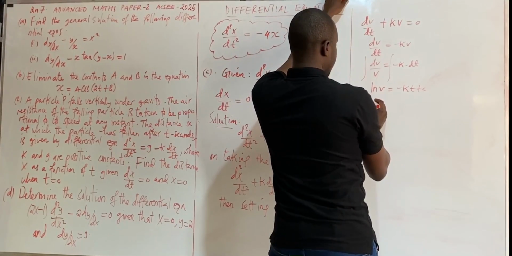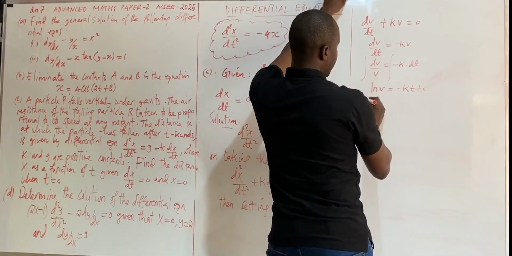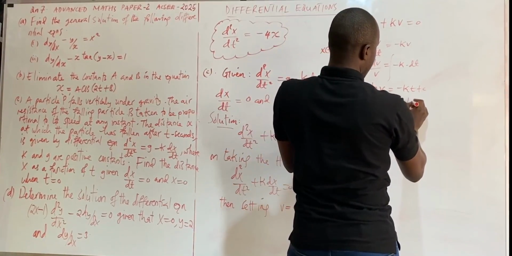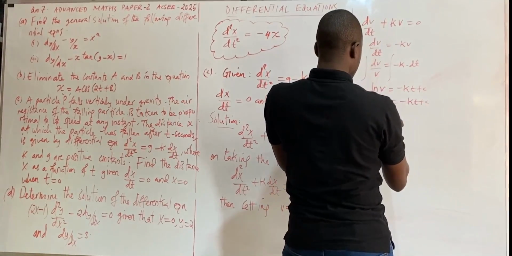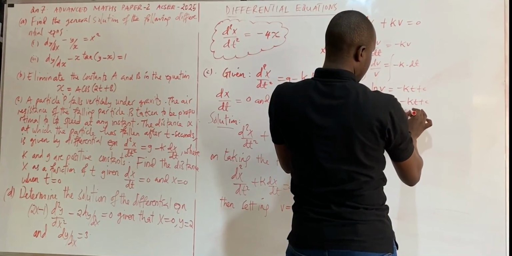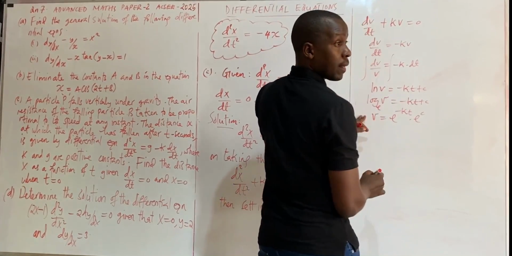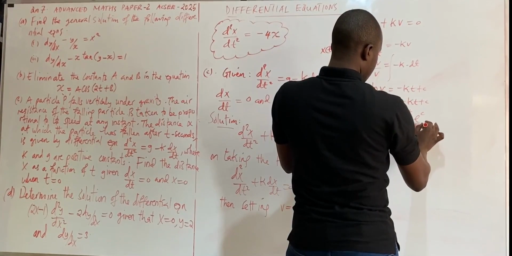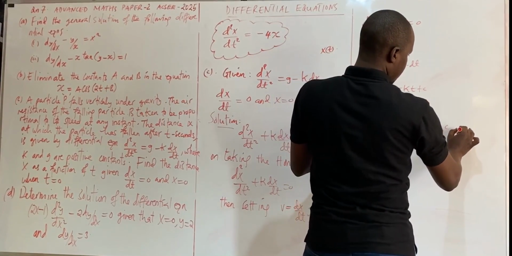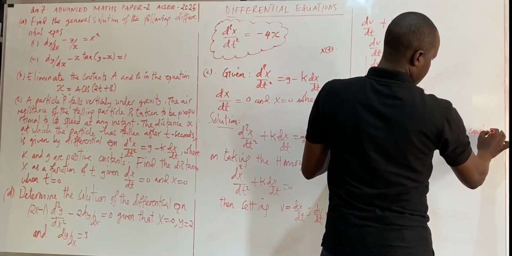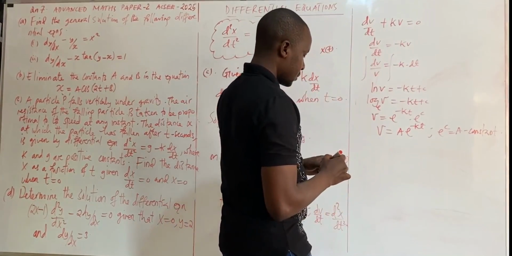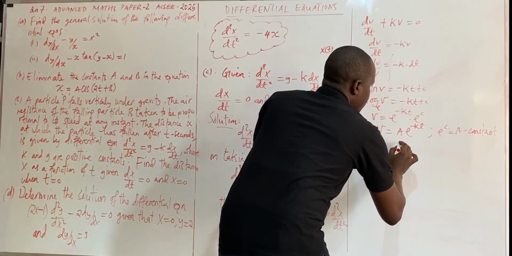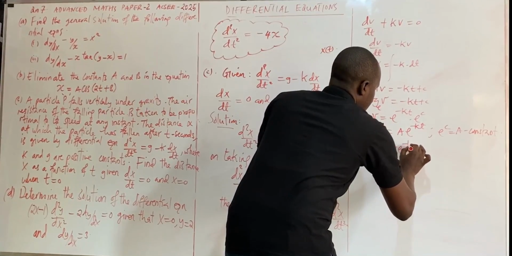So here, if we go for the exponential, it means the logarithm of v to base e is equal to negative kt plus c. So v equals e raised to negative kt times e raised to c. And now v equals a e to the negative kt, whereby this e to the c equals a constant. This becomes a constant. So from there, you'll have v equals a e to the negative kt.